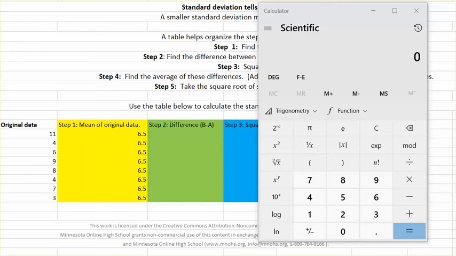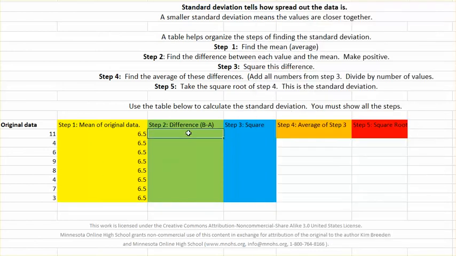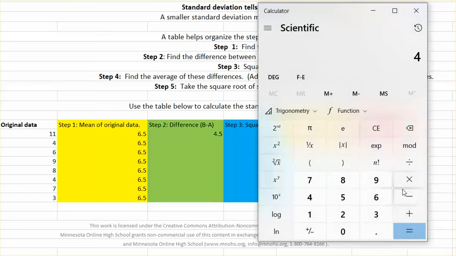Now I'm ready to move to step 2. Here I find the difference. So I'm going to take the original data minus the mean. So 11 minus 6.5 gives me 4.5. Then my next one is 4 and 6.5. I can type it as 4 minus 6.5. Notice that gives me a negative number, but I just want the difference. So I'm going to write it as a positive 2.5.